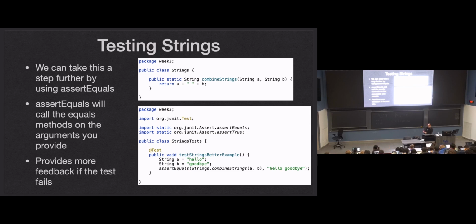Yep. Is there any reason? Yes. So is there any scenario where you should use assert true over assert equals? So you're not always comparing two values for equality. So whenever that's the case, you want to go to assert true.